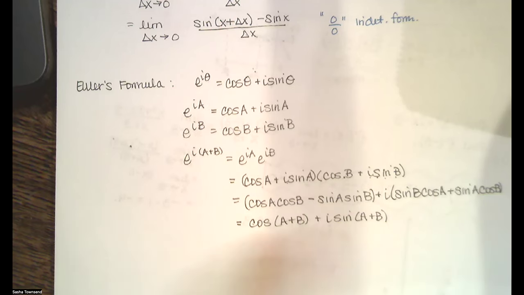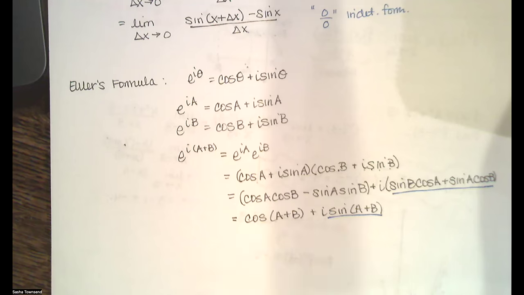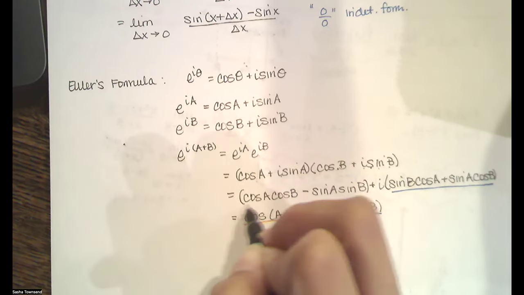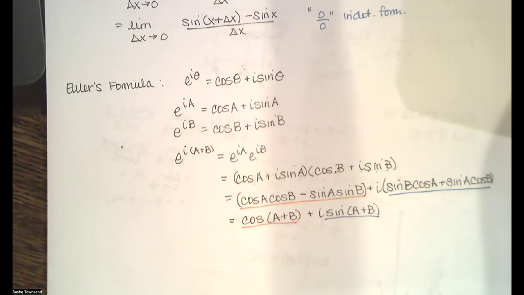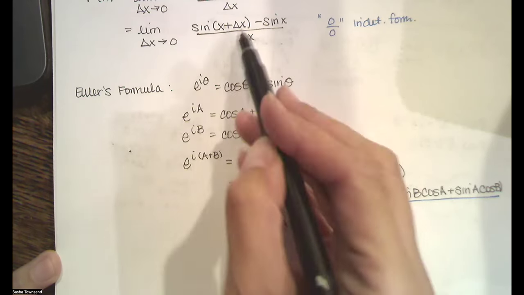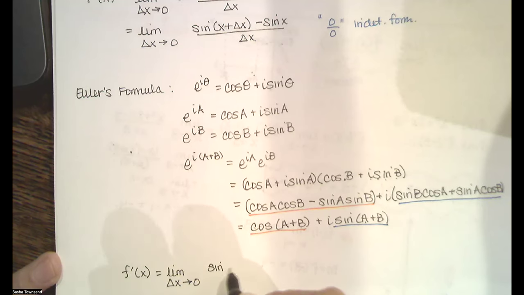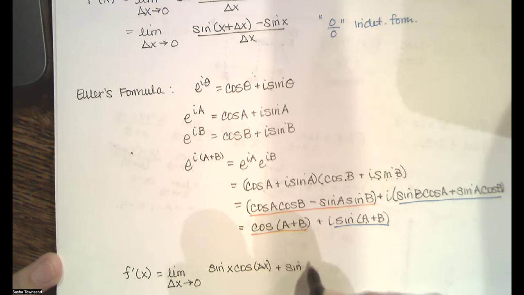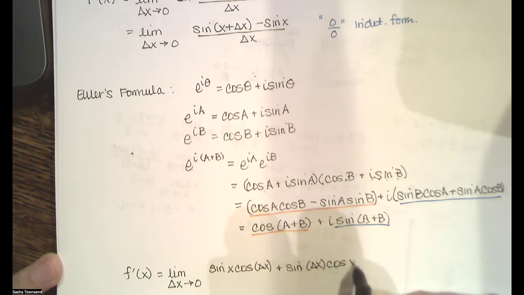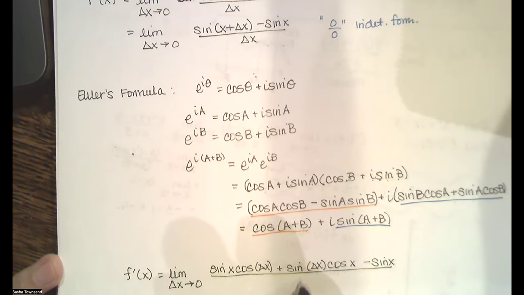So this expression here is equal to this expression here, which means sine of a plus b is equal to that coefficient of i, and the cosine of a plus b is equal to that real part of e to the i times the quantity a plus b. So substituting a equals x and b equals delta x for our definitions, we've got sine of x times cosine of delta x plus sine of delta x times cosine of x minus sine of x, all divided by delta x.